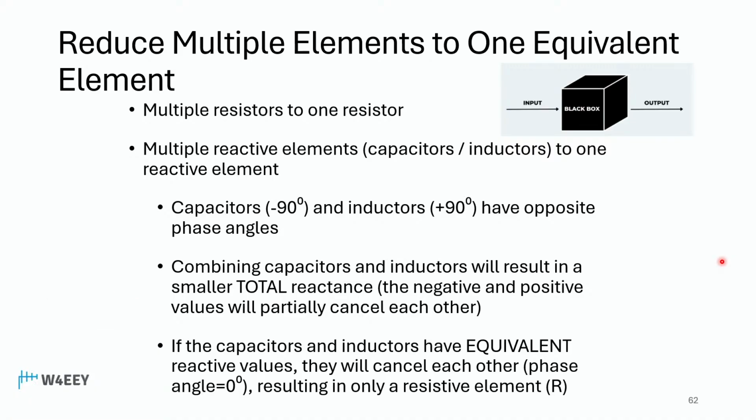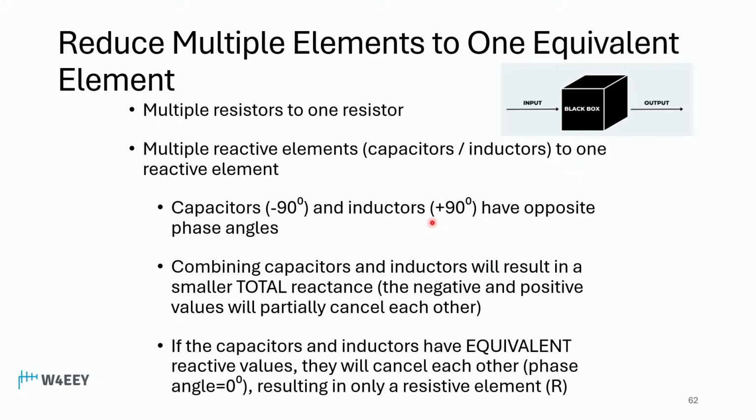So how do we solve some of these kinds of problems? We're going to have some components that we'll say are inside this black box. We've got an input and an output. We want to come up with some answers to what's happening inside this black box. If there are multiple resistors involved, we're going to combine them into one resistor. If there are multiple reactive elements, one capacitor, one inductor, let's say, we're going to reduce that to one reactive element.